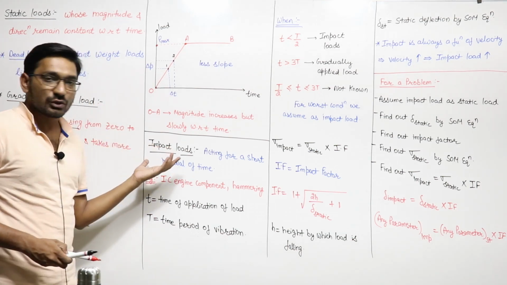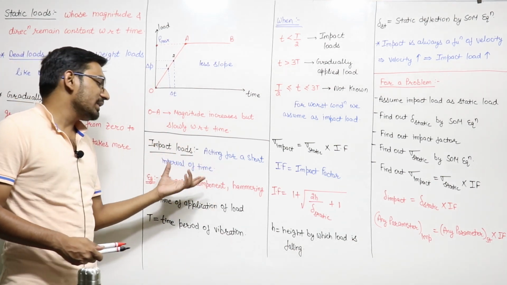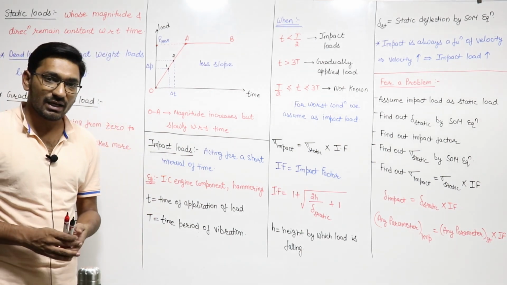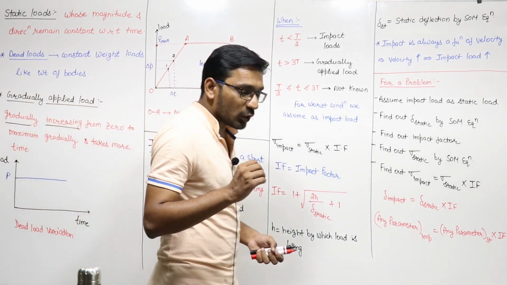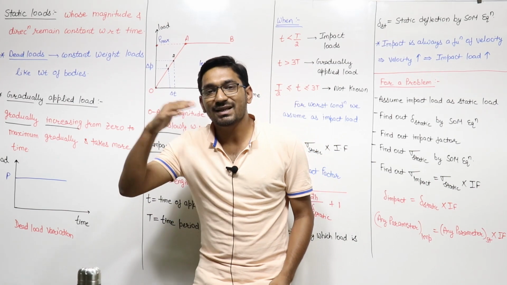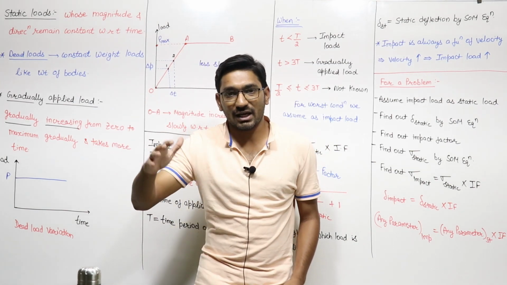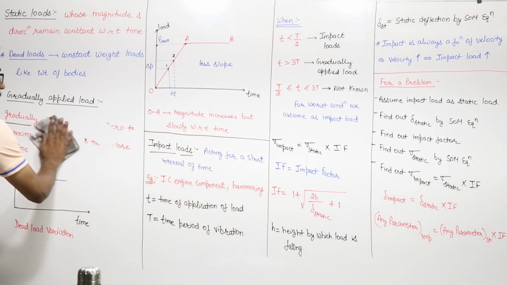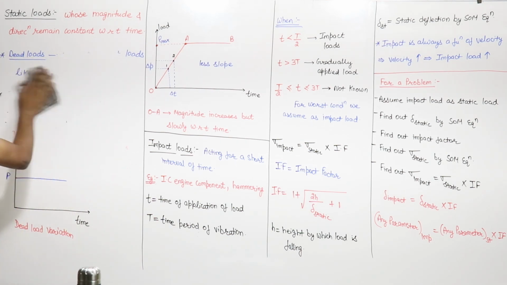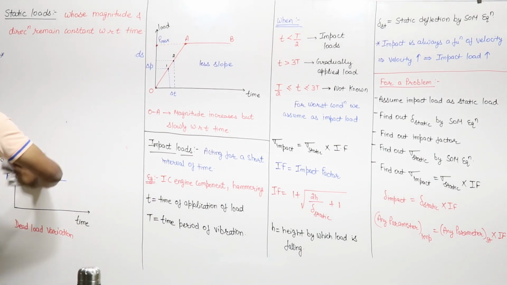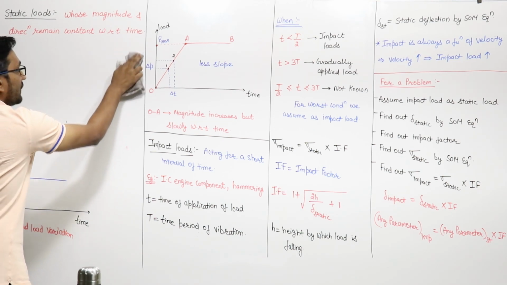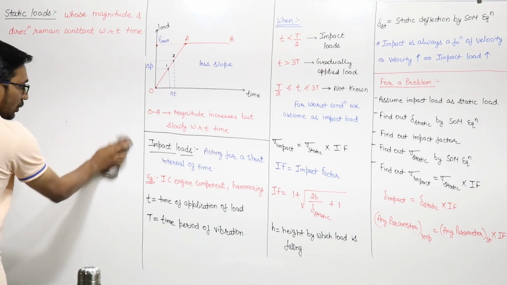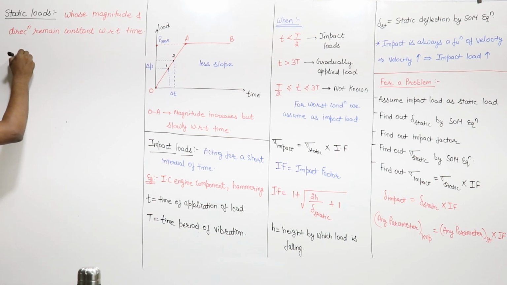Impact loads are those loads which act for a very short interval of time. For a very small interval of time these loads are acting, or you can say the magnitude of this load will change from 0 to the maximum level in a very short time. If you want to draw the load versus time graph for the impact load, in impact loads the value of the load changes from 0 to maximum level in very little time. The slope would be very large.